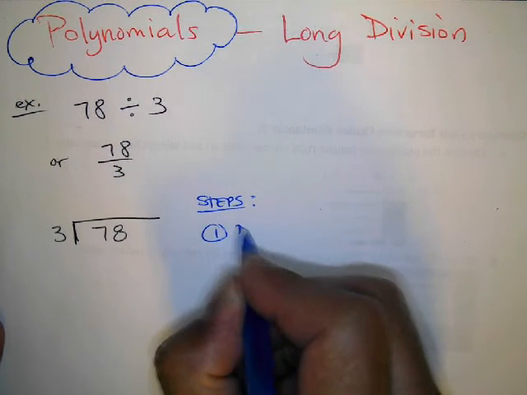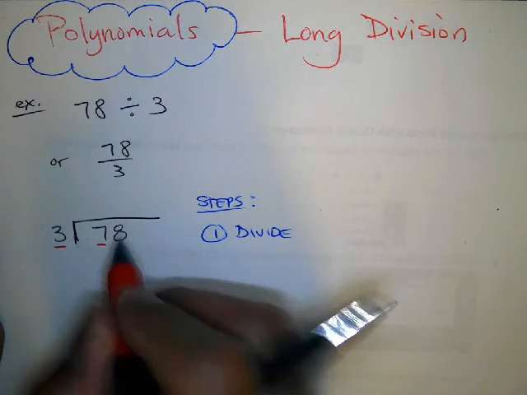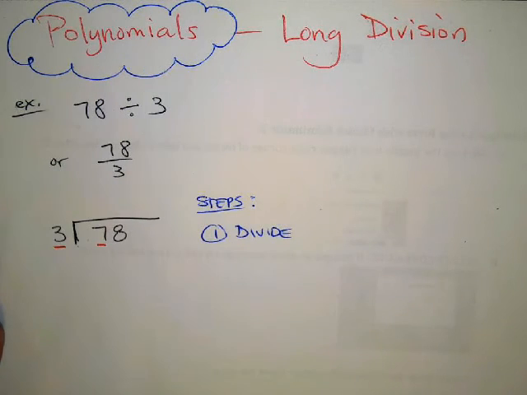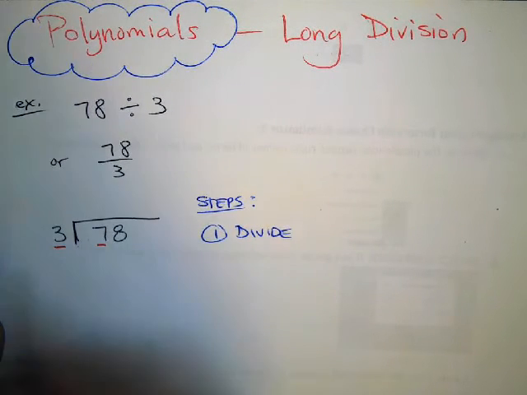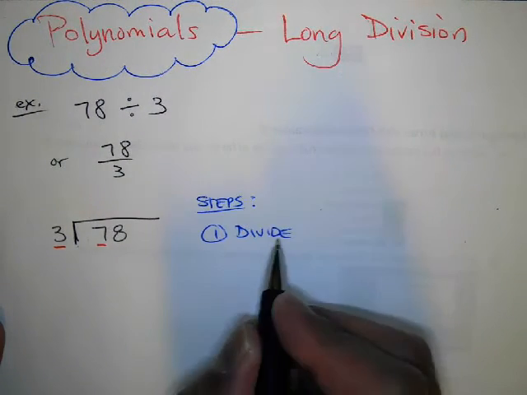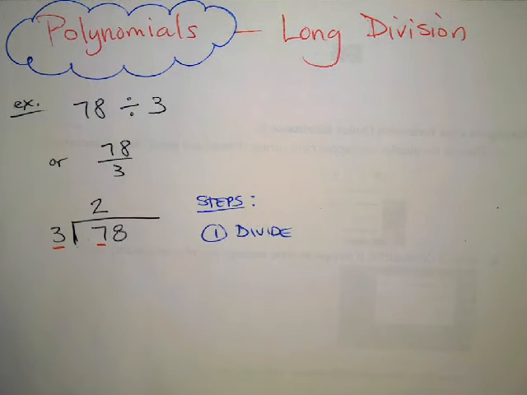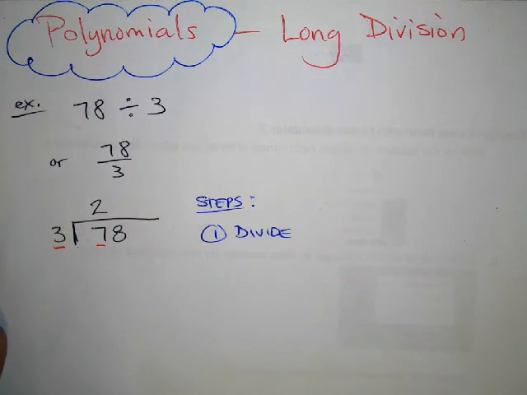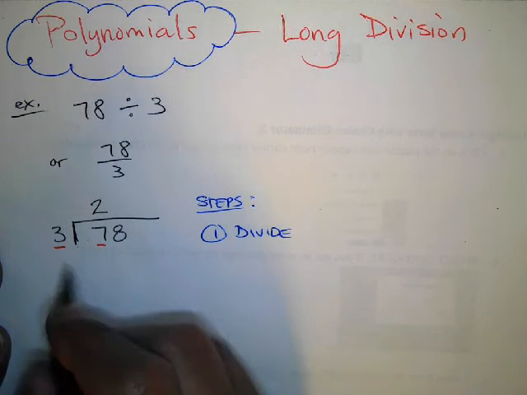First step is to divide. We start by only looking at the first one here. I'm not trying to do 3 into 78. 3 into just the 7 only, not into the whole number, right? Divide is the first step. 3 times 2, I believe, would be close to 7, but can't go past it.